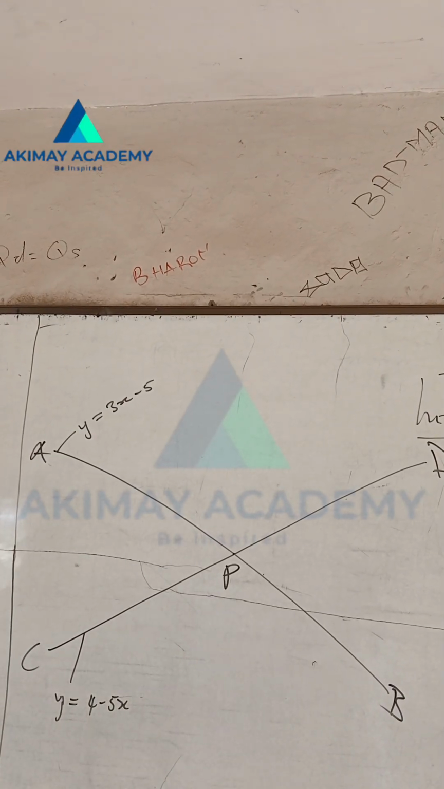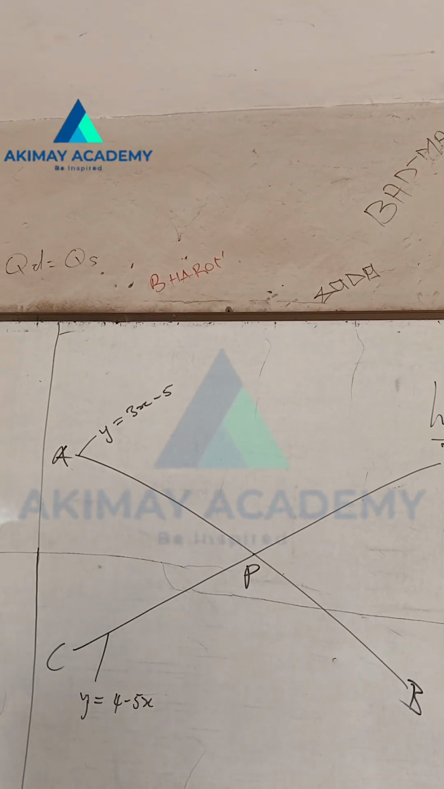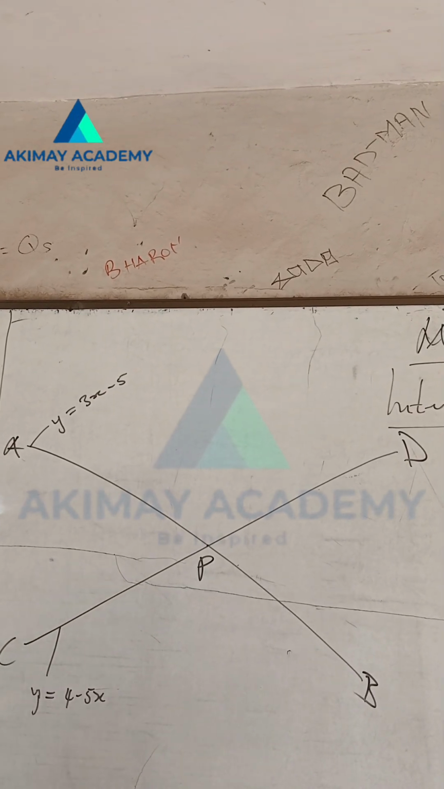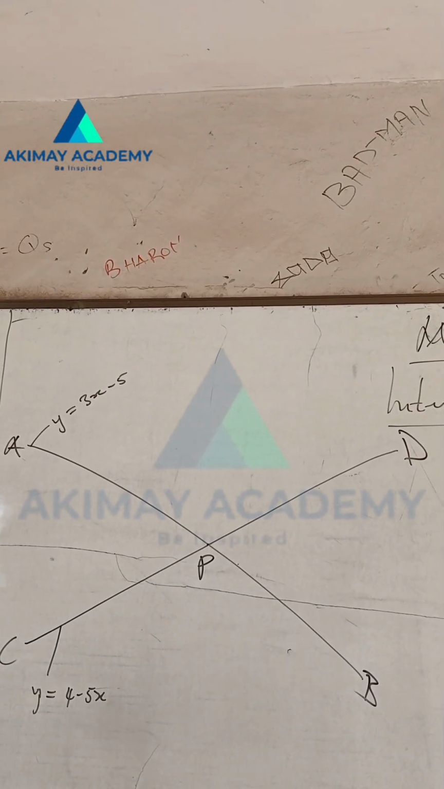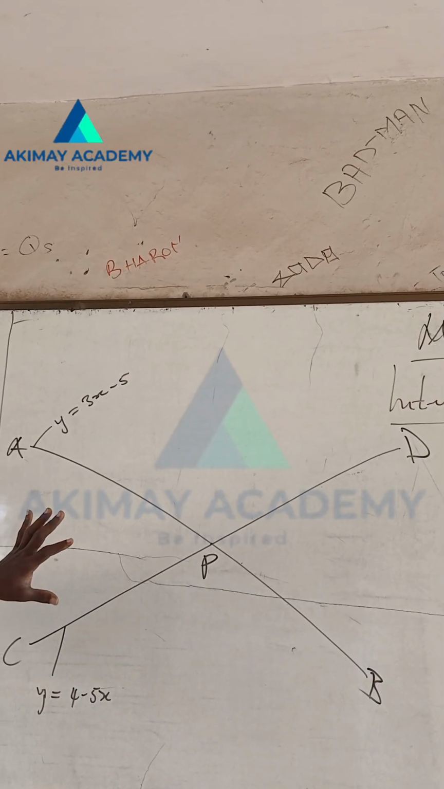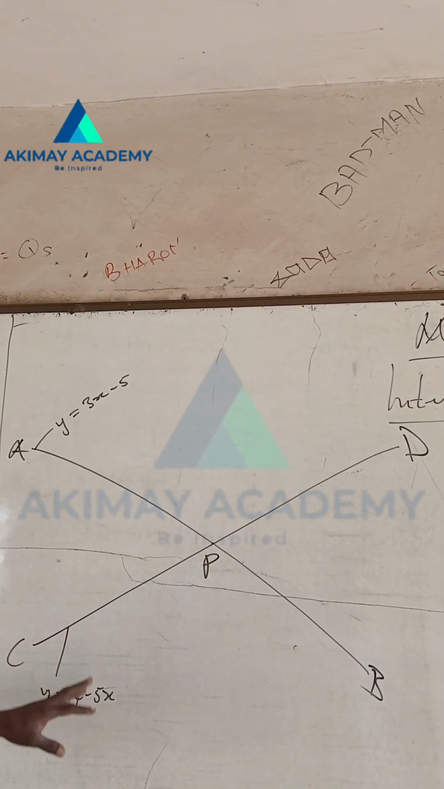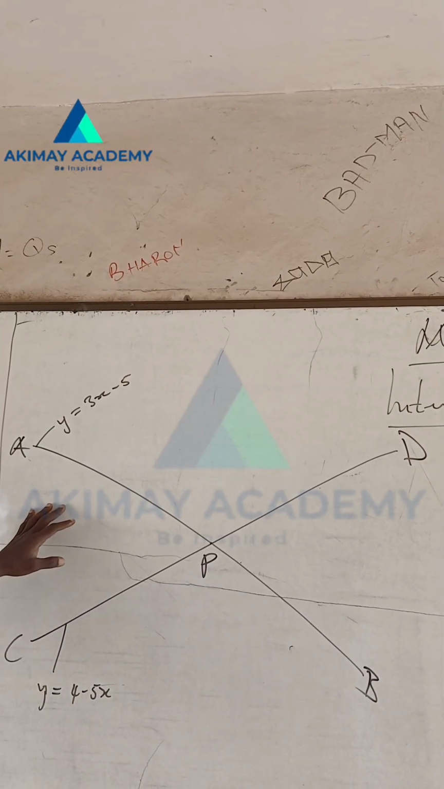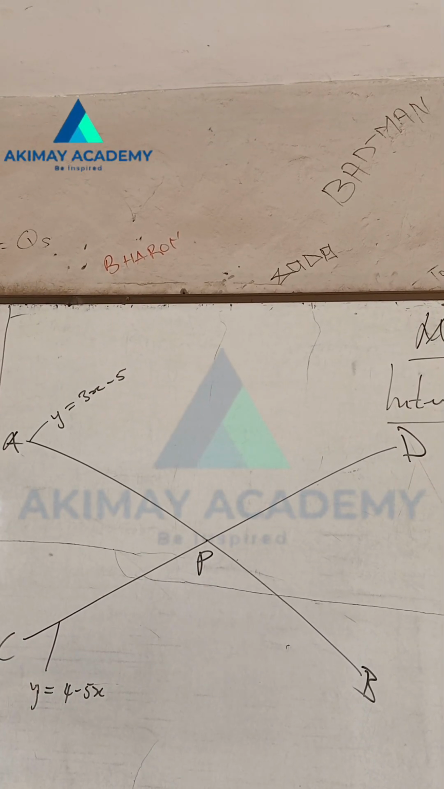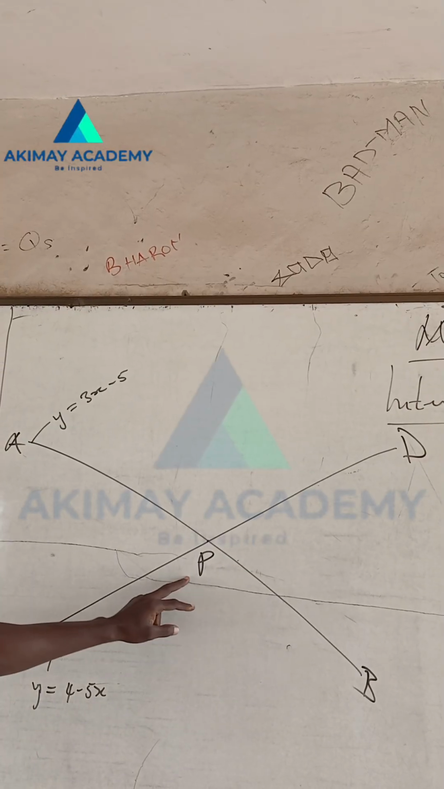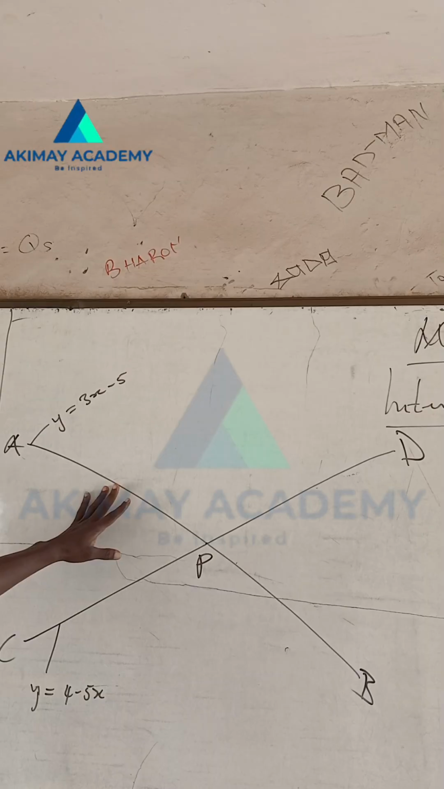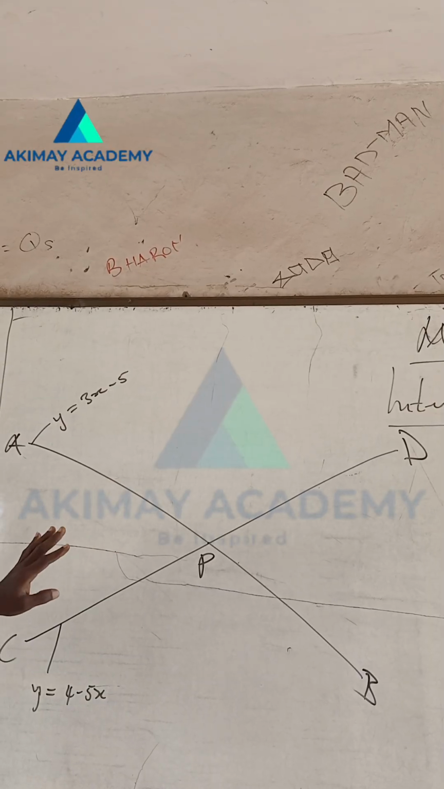So the coordinates of the point of intersection of any two straight lines is the same as the solution of the two equations simultaneously. So we have to solve the two equations simultaneously. And the values that we are going to get for y and x will represent our point of intersection. And take note, this point that we are going to get is going to satisfy both equations.